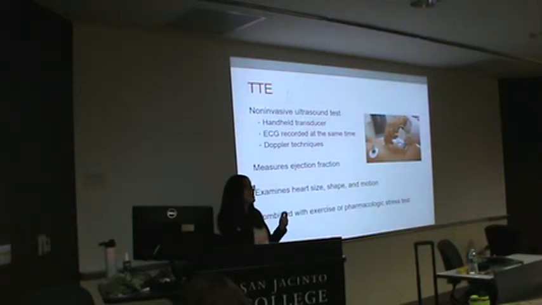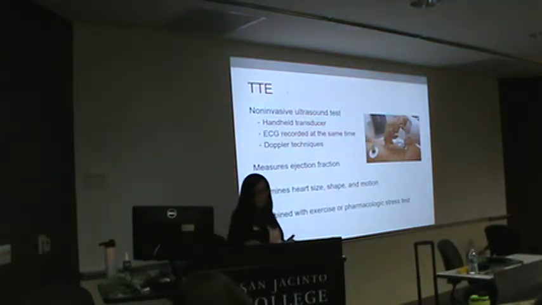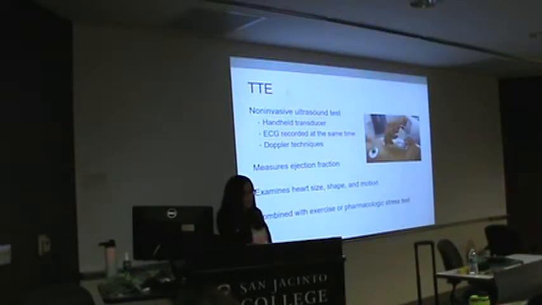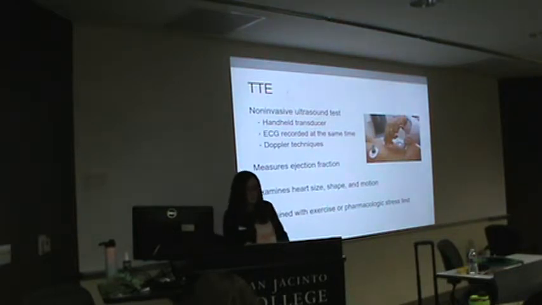Compared to your TEE, it has poor quality of images because it has to go through more tissue, with lung and bone. Okay, it does have Doppler techniques, which show the direction and velocity of blood flow through the heart. So it's able to detect leaking valves, valvular regurgitation, and abnormal blood flow between the left and right septum.